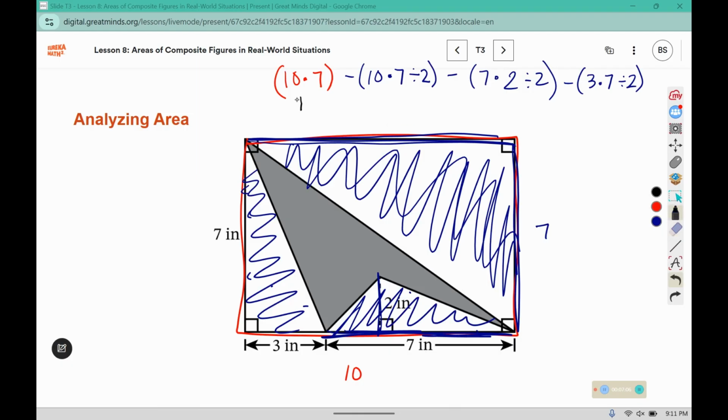10 times 7 is 70. 10 times 7 is 70, and 70 divided by 2 is 35. 7 times 2 is 14. 14 divided by 2 is 7. 3 times 7 is 21. And 21 divided by 2 is 10.5. So if we subtract all of those from 70, we end up with an area of 17.5 inches squared.